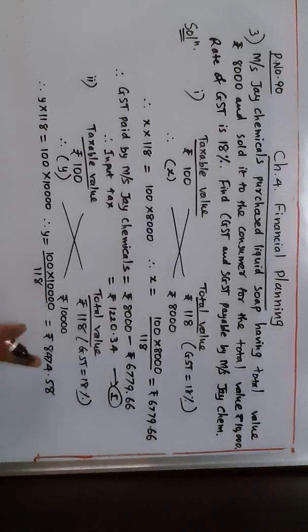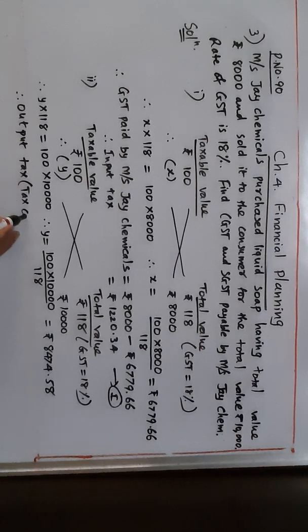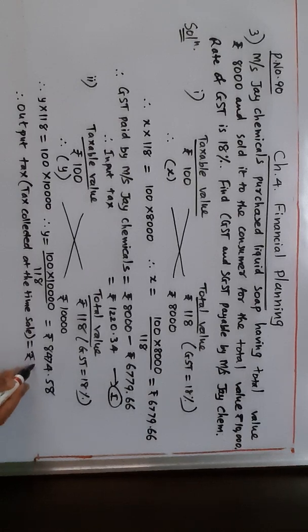The difference between 10,000 and this value is the output tax. Therefore, output tax, or the tax collected at the time of sale, is equal to rupees 10,000 minus this taxable value, rupees 8474.58, and this gives the difference of rupees 1525.42. This is result number 2, and this is the output tax.